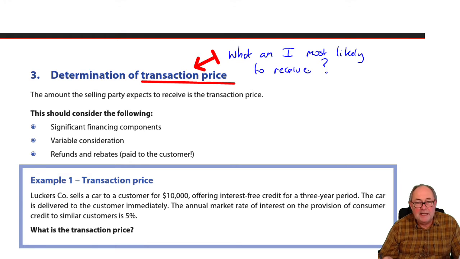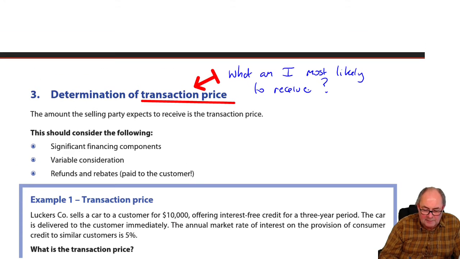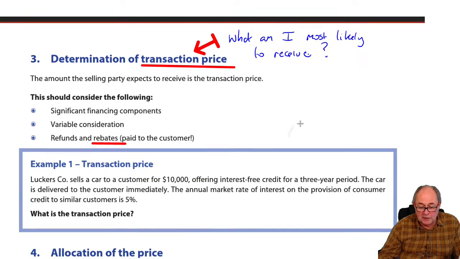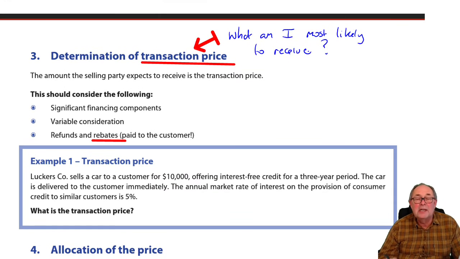Because it could be that the customer might get a volume rebate or something like that. So how likely is it that the rebate will be payable? Take that into account. Lots of judgment, of course, but use your common sense to assess what you're most likely to be paid.